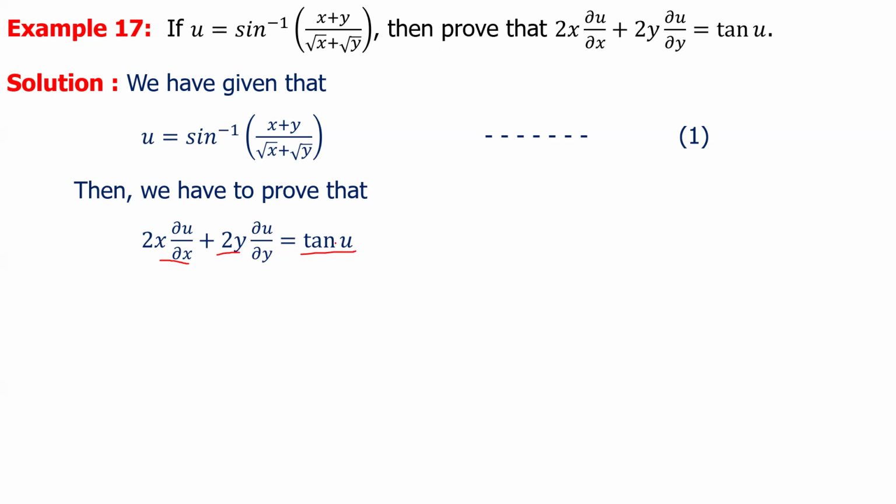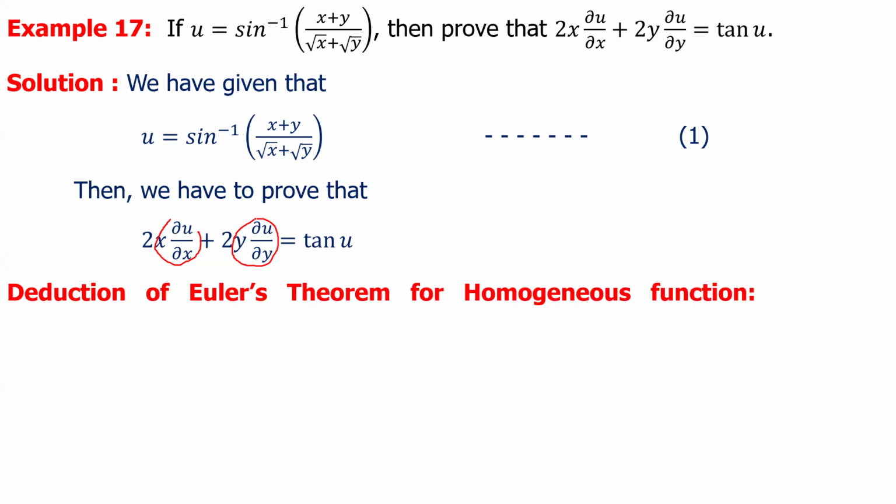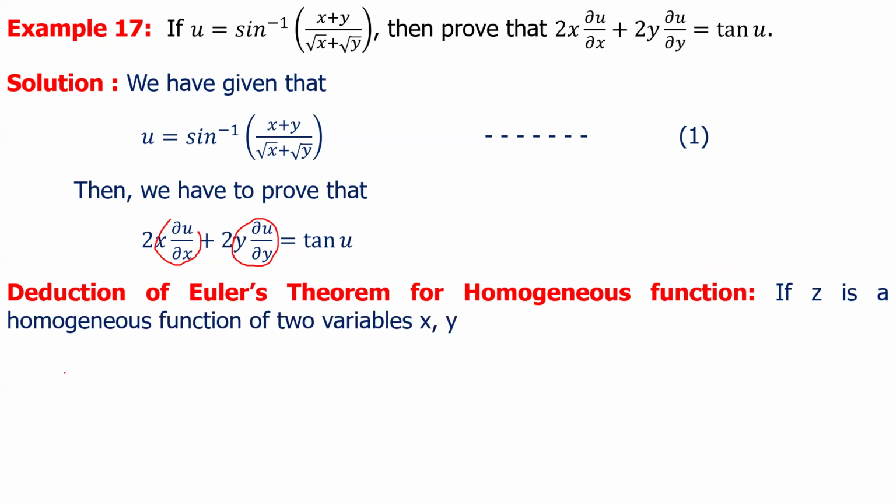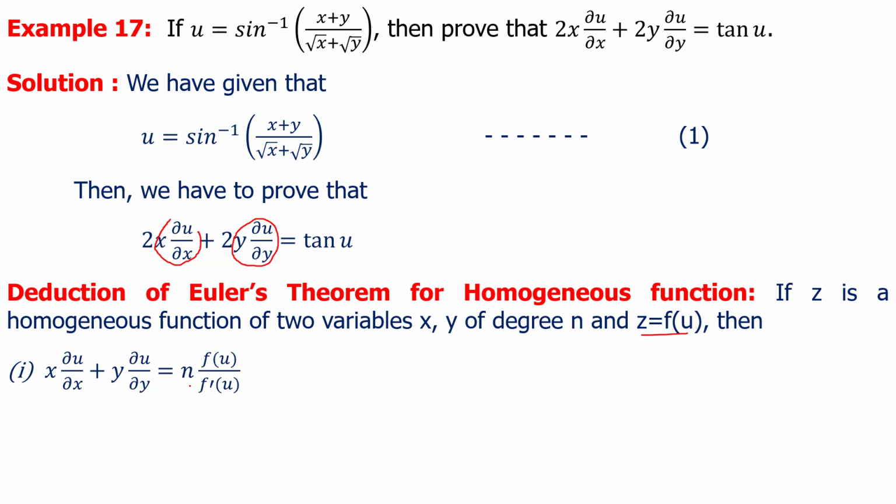Now, we already know that if the term x del u del x plus y del u del y comes, then ultimately we always use Euler's theorem or a deduction of Euler's theorem. So here we use the deduction of Euler's theorem for homogeneous functions. If z is a homogeneous function of two variables x, y of degree n and z is equal to f of u, then x del u del x plus y del u del y is equal to n f of u upon f dash of u. f dash of u is nothing but the derivative of f of u.